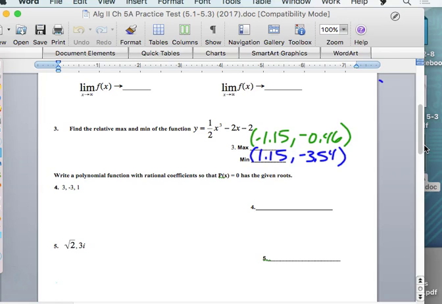So that's totally graphing calculator. You're going to have actually 2 problems on here. I think you have to know how to use the graphing calculator for those pieces. All right, let's look at write a polynomial function.